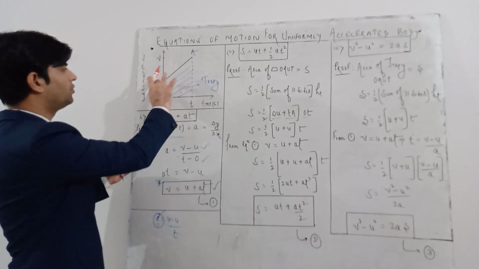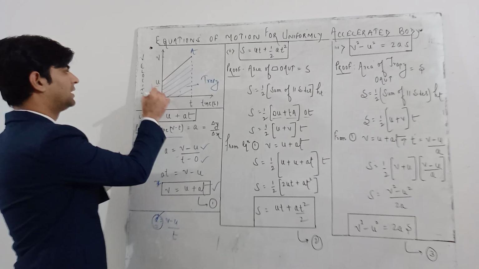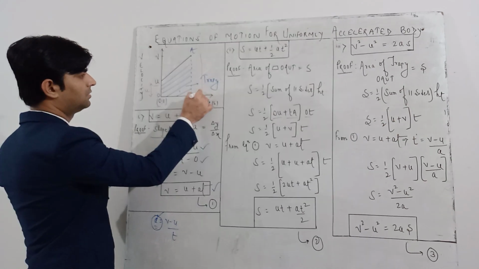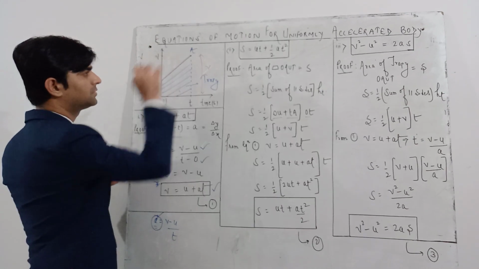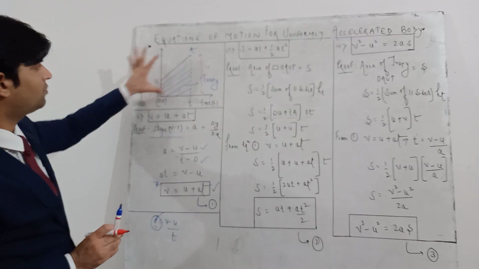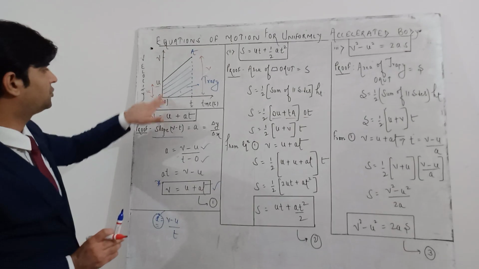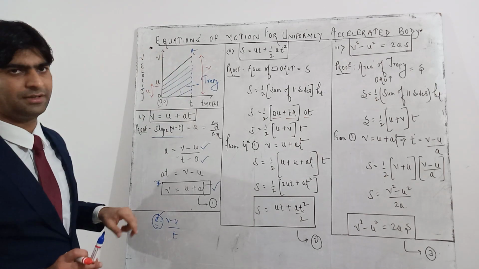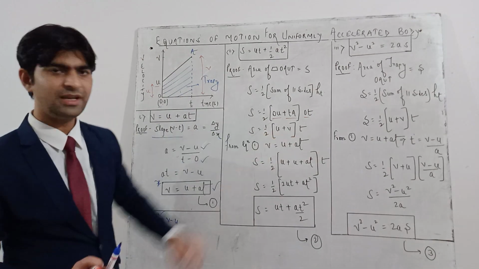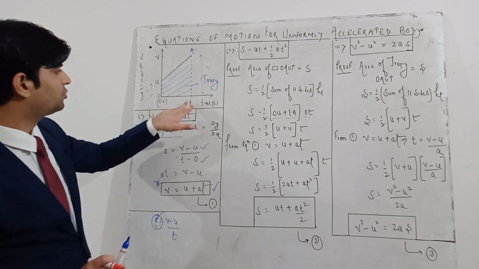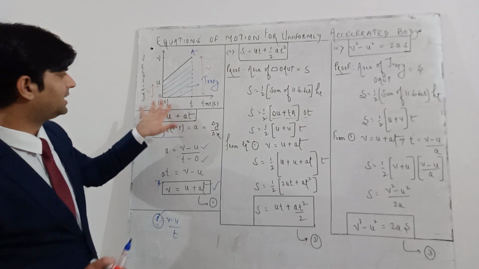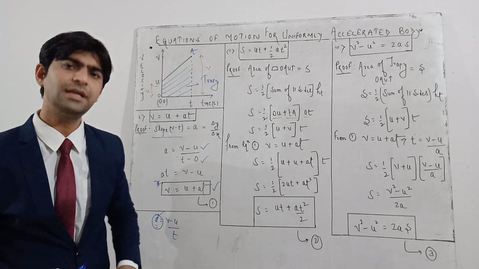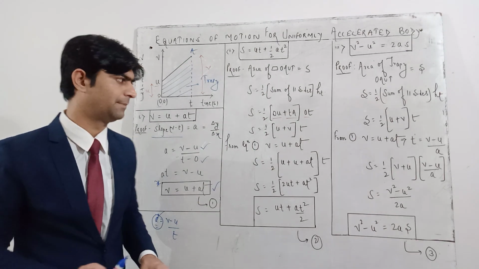Now if you see OU, what is the length of OU? That is 0 to U, so this is U and this is V. 0 to U is U, and 0 to V is V. So the parallel sides are U plus V, and 0 to T is the altitude, so T minus 0, that is T, is the altitude of the trapezium.